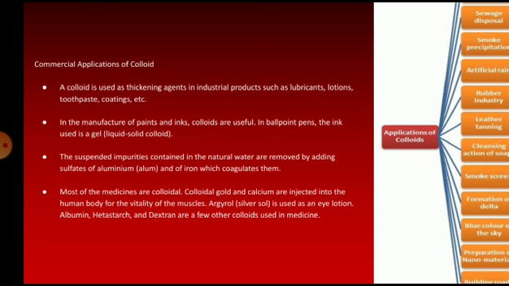And last one, most of the medicines are colloids. So हम medicines देखते हैं, most of the medicines are colloidals. Colloidal gold and calcium are injected into the human body for the vitality of the muscles. So for the vitality of muscles, we use colloidal gold and calcium. Argyrol, that is a silver sol, is used as an eye lotion. Albumin, starch and dextrans are a few other colloids used in medicine. So there are a number of colloids which are used in medicine.